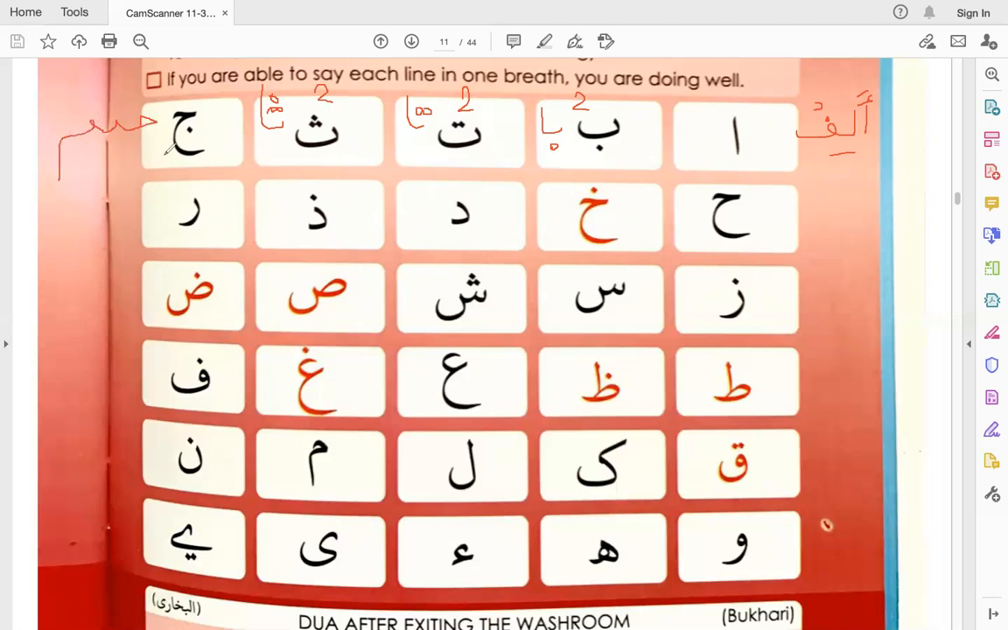Jeem. Okay. This is Jeem. Now there are not only 2 letters, but 3. One is Jeem, second is Ya, and third is Mim. So there are 3 letters. So we will stretch it 6 haraka count. Why?